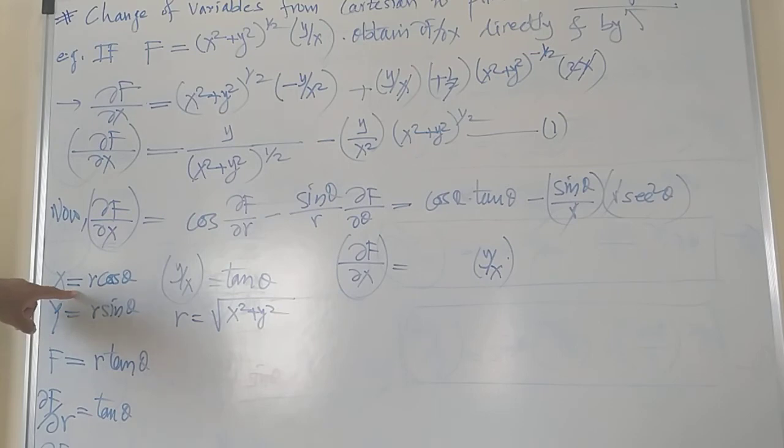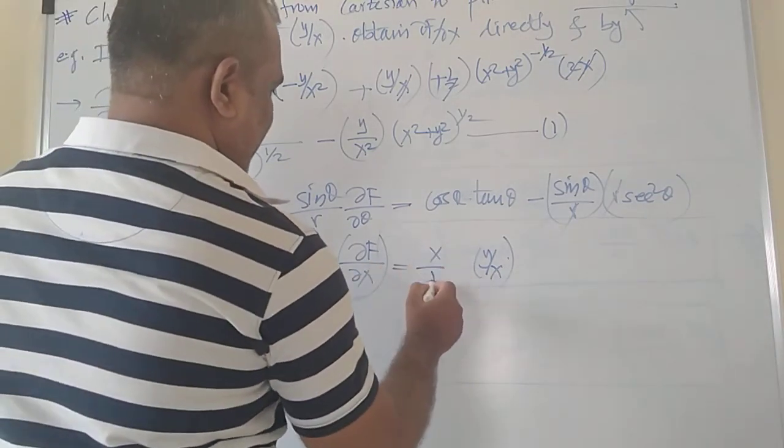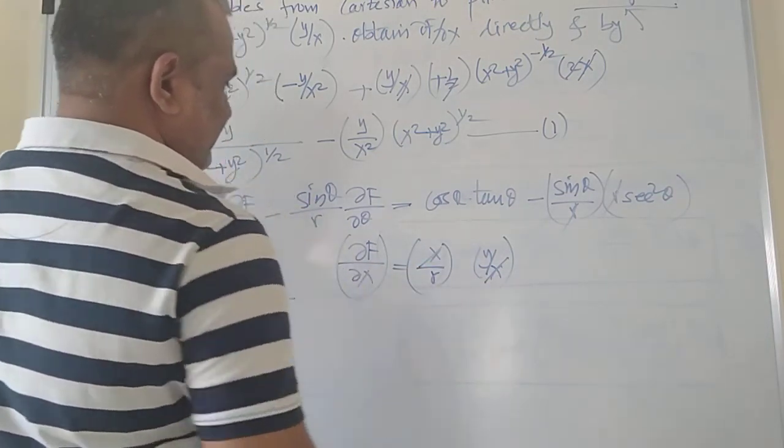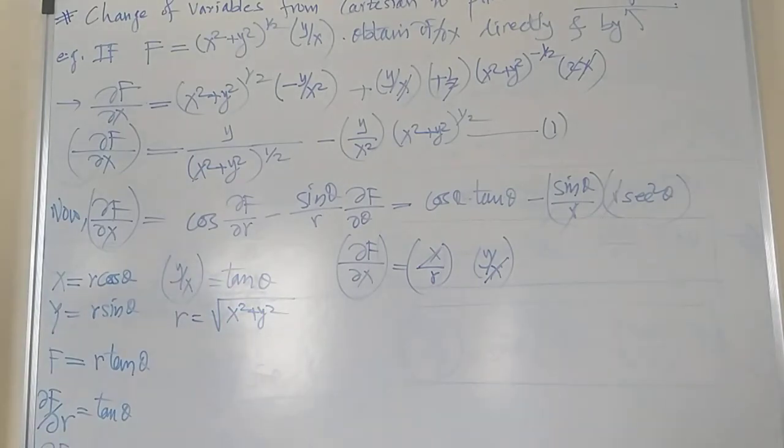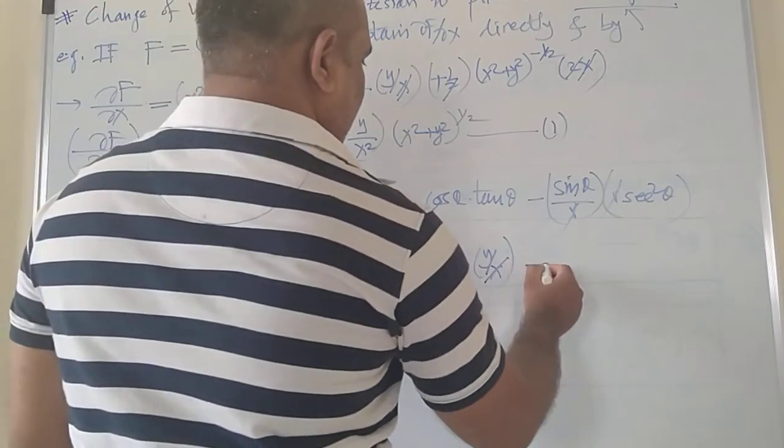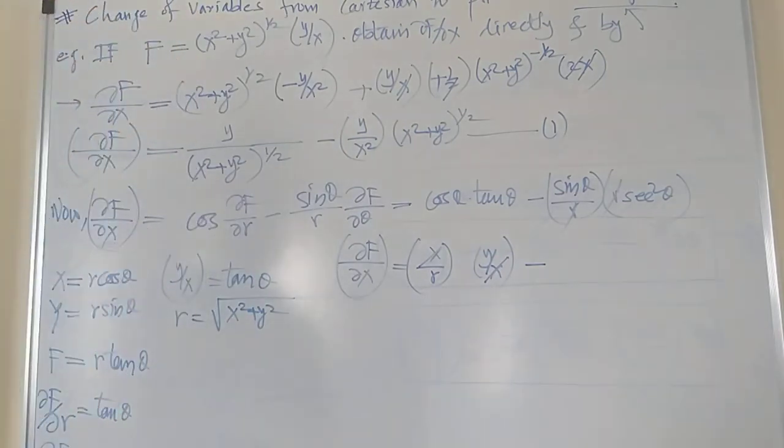What is the value of x? X is as it is, no change. X by cos theta is x by r, so this is x by r. Of course this x and this x get cancelled to each other, and you will get y by r minus sin theta upon sec square theta. Sec square theta is 1 upon sin square theta, no? So 1 upon sin square theta, yeah, 1 upon cos square theta.